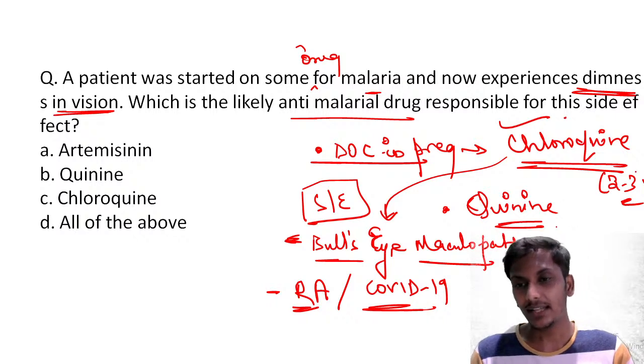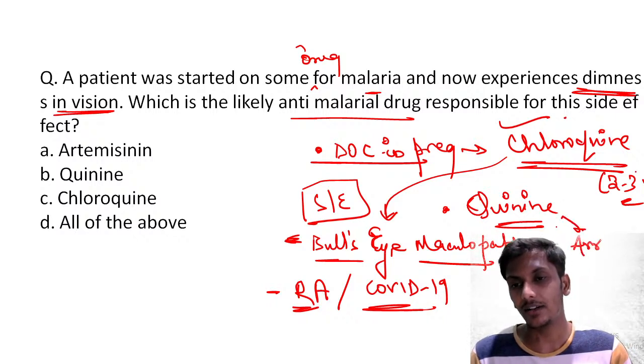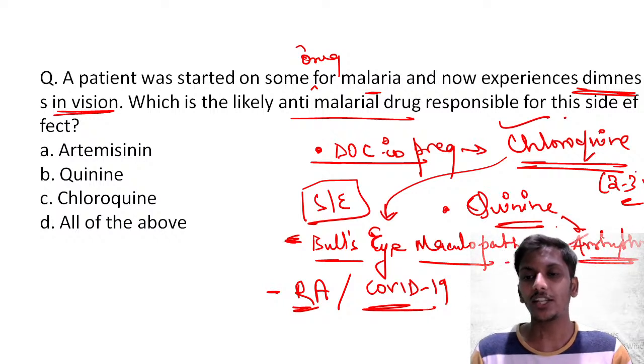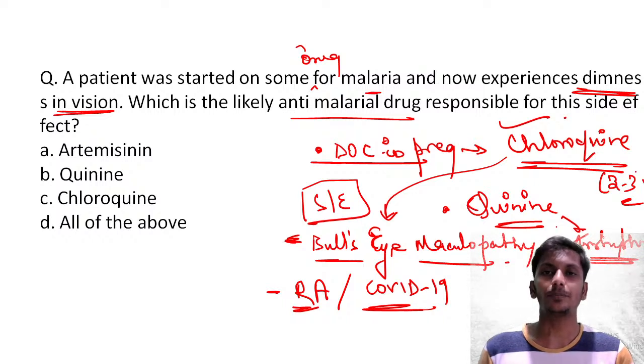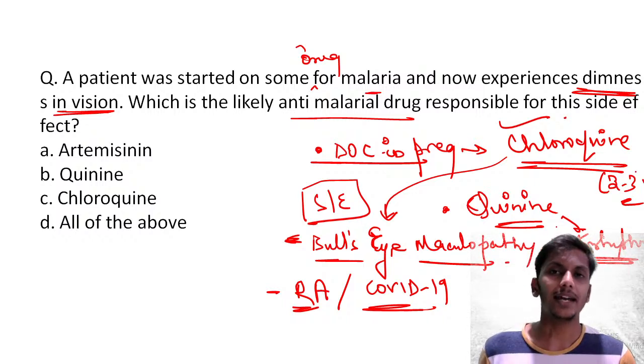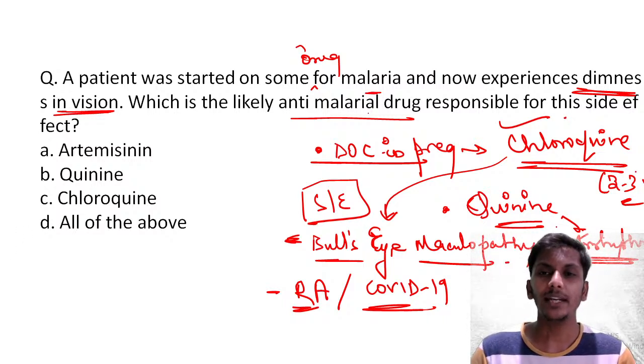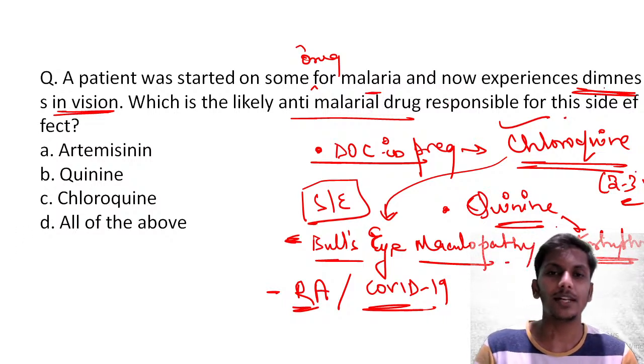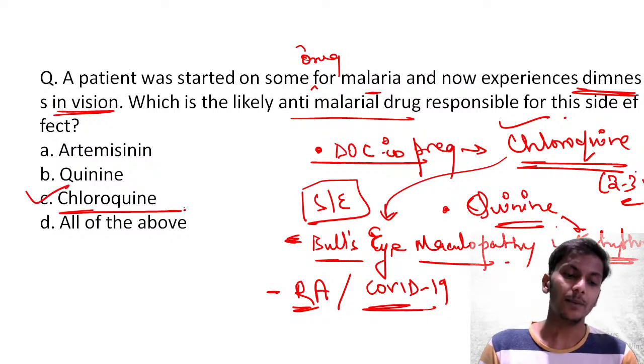And with quinine, remember one side effect: it can cause arrhythmia. It can cause prolonged QT interval, leading to arrhythmias. Remember this, it is important. So the anti-malarial drug which can cause dimness of vision is option C, chloroquine. Option C, chloroquine, is the answer over here.